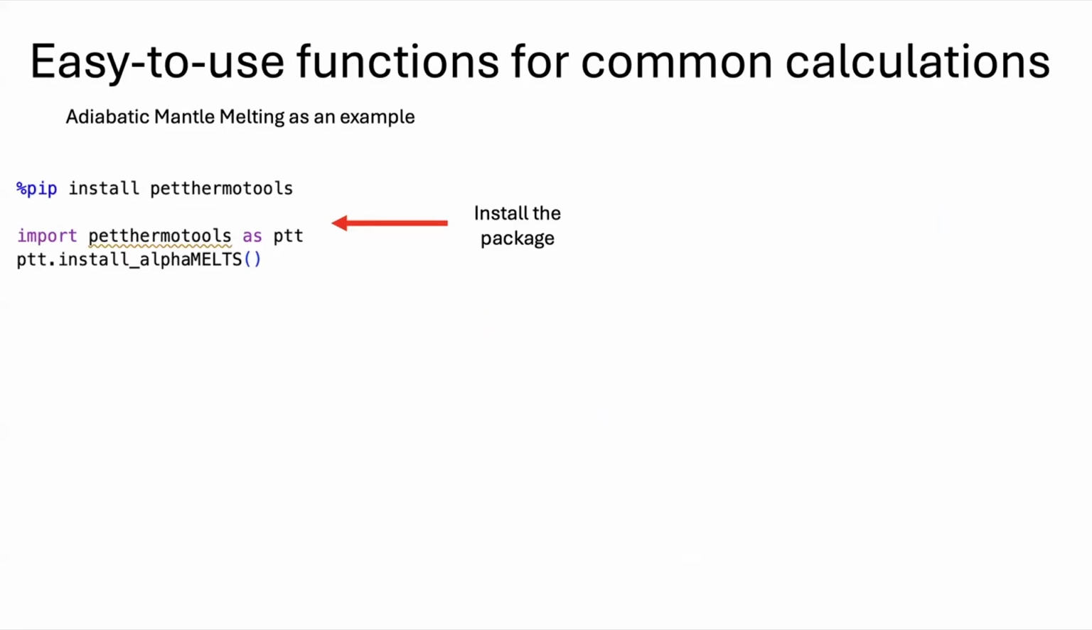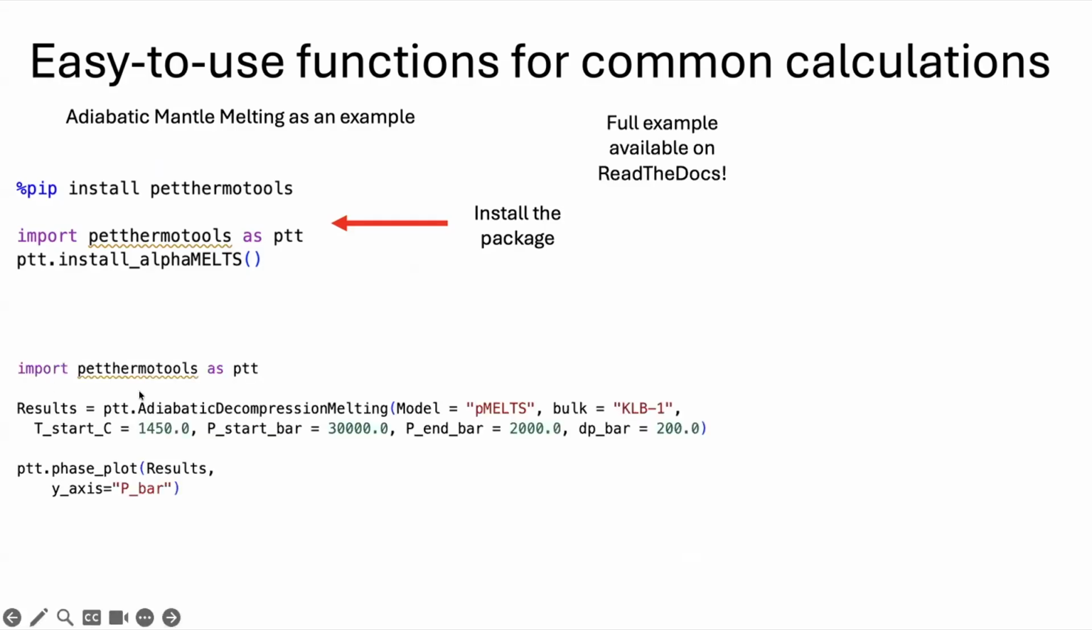Once you've done that, using adiabatic mantle melting as an example, all you'd need to do to run a calculation is import PetThermoTools into your Python environment. Here's our adiabatic decompression melting function, and all of our functions work in similar ways. We ask what thermodynamic model you wish to use, here pMELTS, what bulk composition, we have several saved bulk compositions, the KLB1 prototype as an example, and information on your conditions: the temperature you want to start at, the starting pressure, ending pressure, and the pressure step of this calculation.